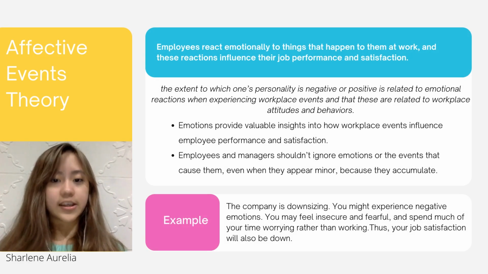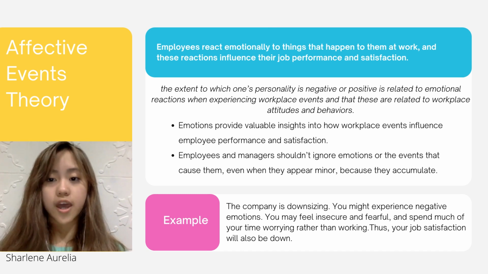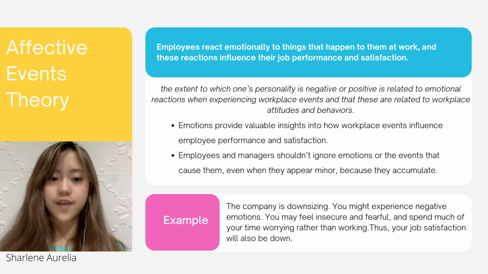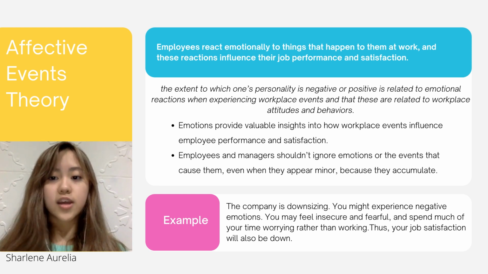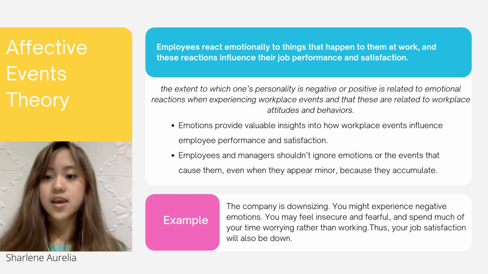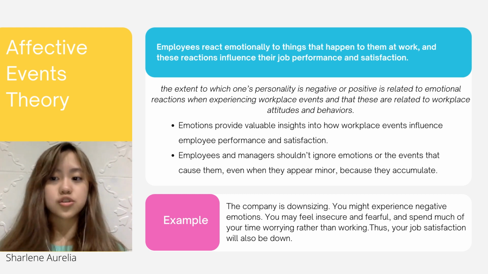Next is about affective events theory. This theory explains that employees react emotionally to things that happen to them at work, and these reactions influence their job performance and satisfaction. The extent to which one's personality is negative or positive is related to emotional reactions when experiencing workplace events, and these are related to workplace attitudes and behaviors.